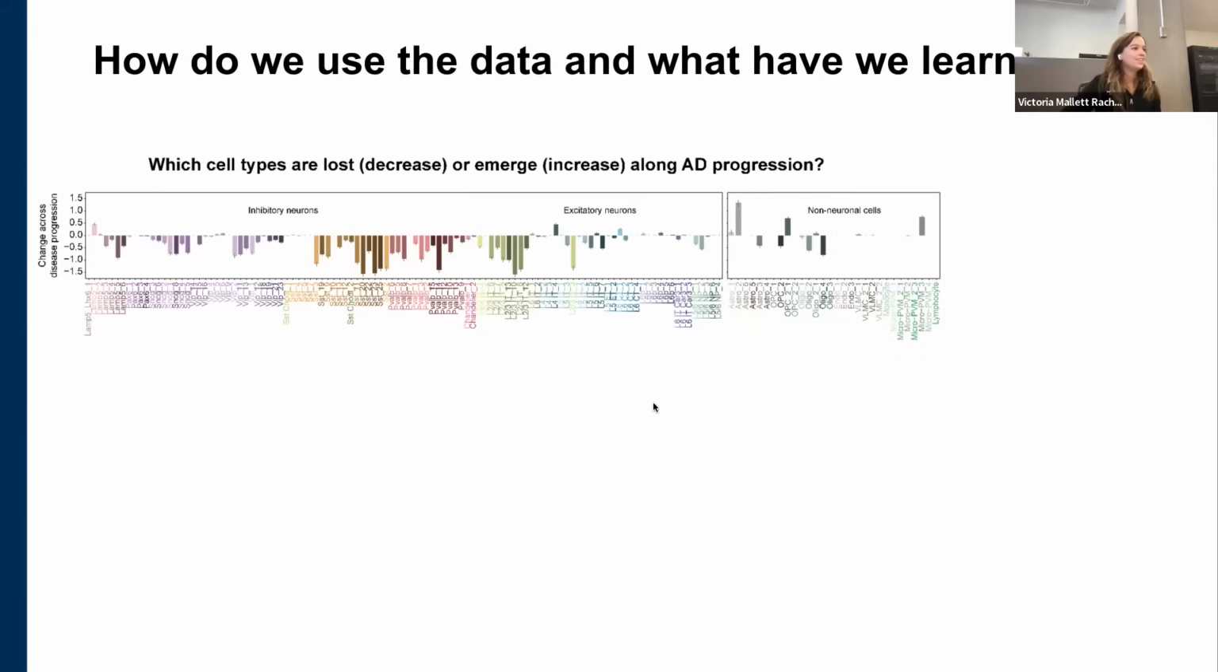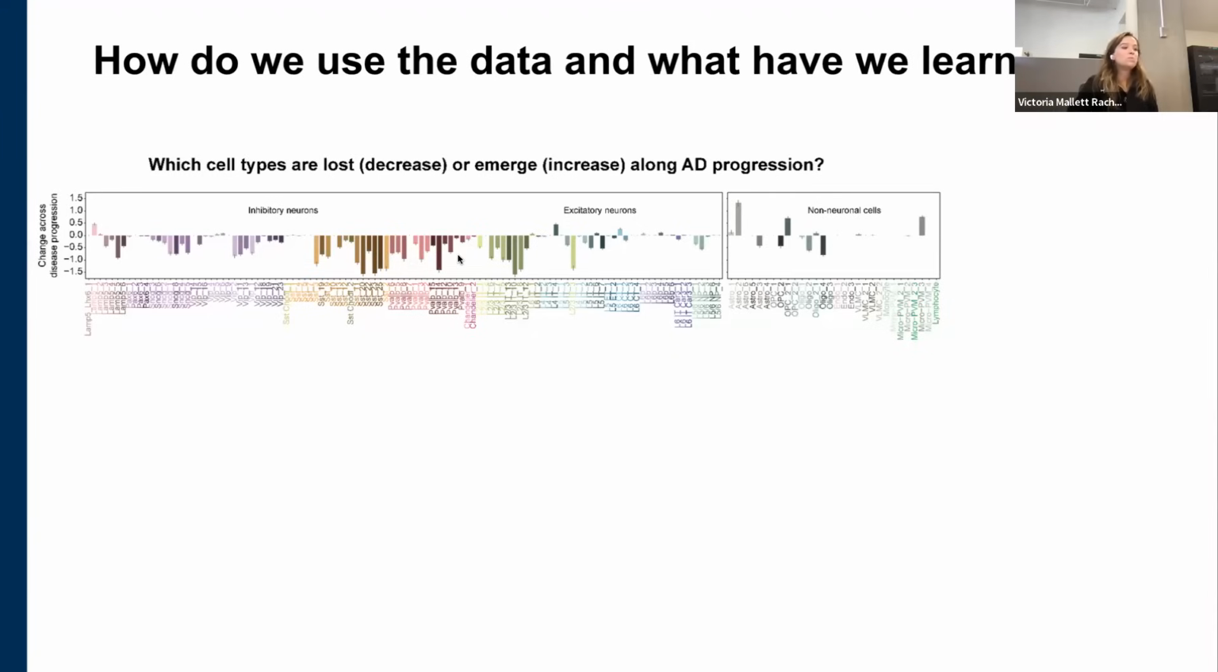website and data tools. So what we were really interested in knowing, as I mentioned in the beginning, is which specific cell types are affected in disease, and in what way. Are they increasing or decreasing in the brain? And this is basically looking at change across disease progression.